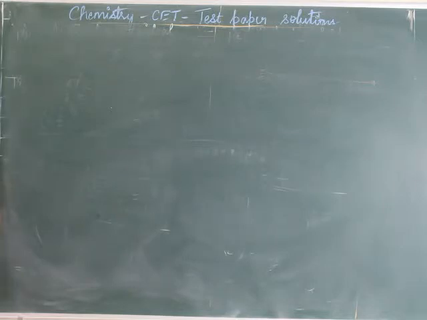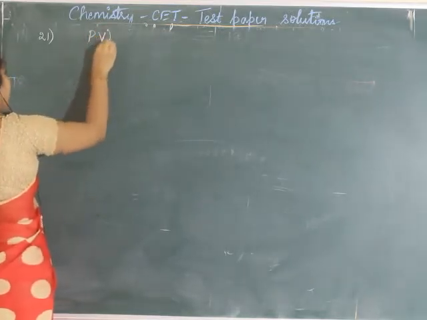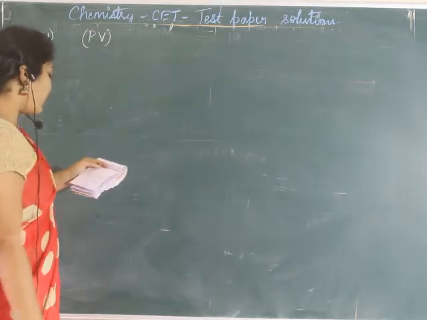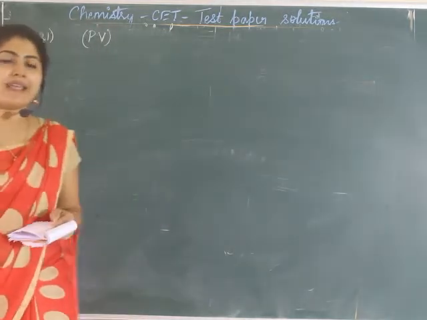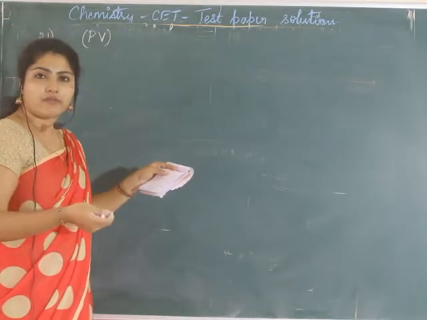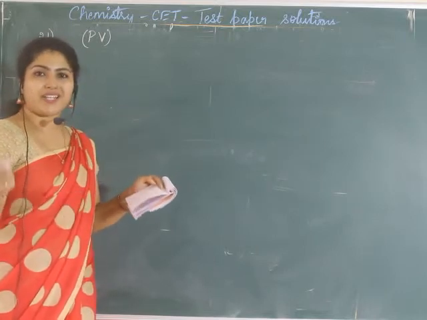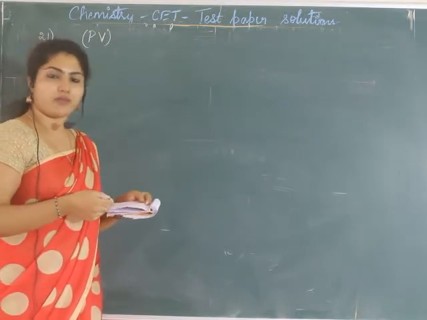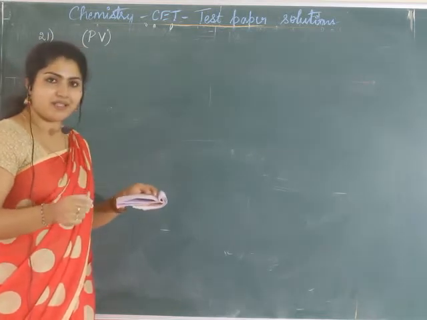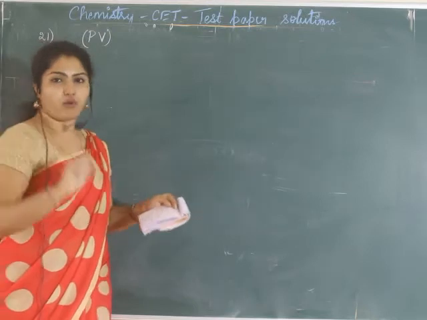Next question is, the product of pressure and volume has a unit of. So they have asked, if you take the product of pressure and volume, that means pressure into volume, the product which you get has a particular unit. Which unit will it be? Whether it will be that of impulse, energy, entropy or force.